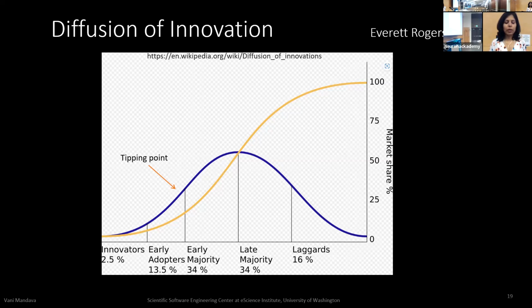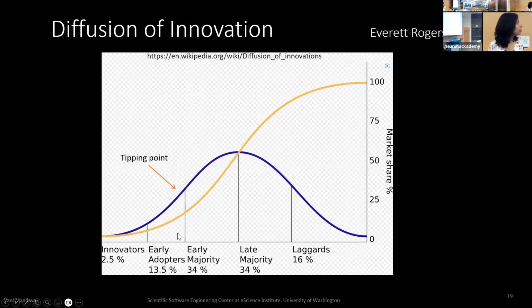Somewhere over here, I'm sorry, my mouse is on my... somewhere over here is the tipping point that determines whether or not a product will succeed or fail. If your product can sustain past the early adopters into the early majority, then you're likely going to have success with it.